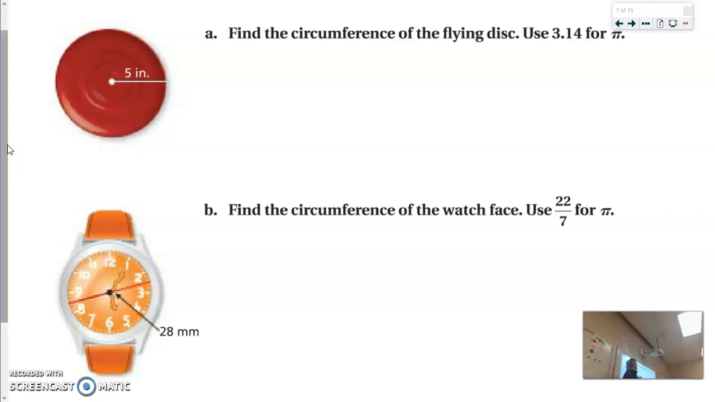If you don't have a calculator, 2 times 5 is 10. 10 times 3.14 is 31.4, and it will be inches. That's my answer.